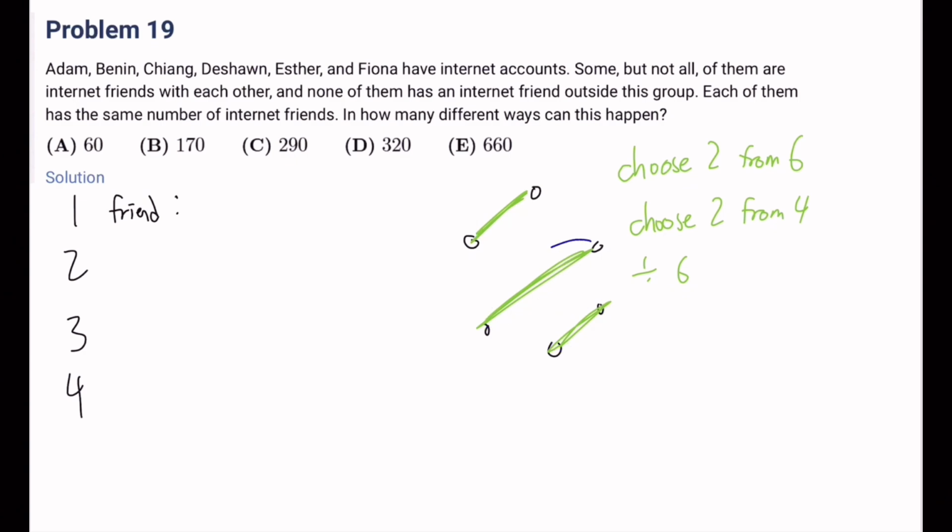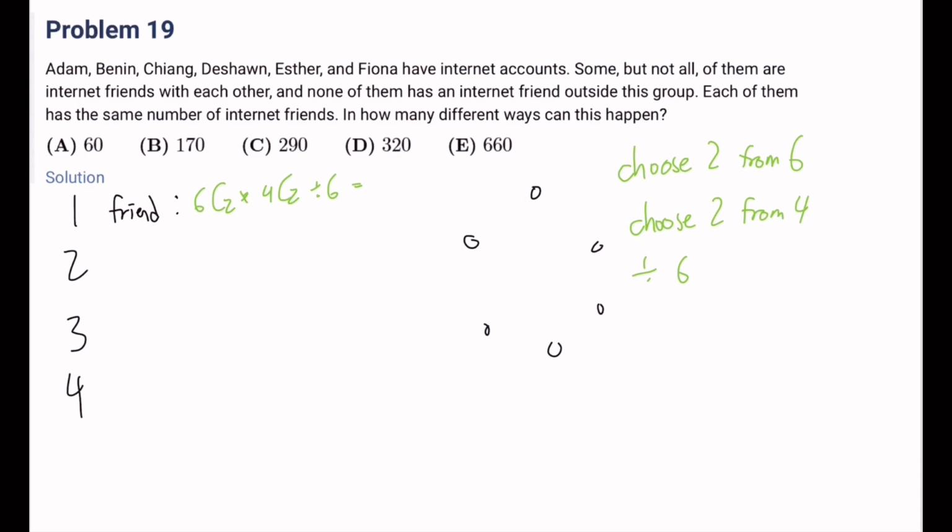Or we can choose like this first and then this, and it will be the same people, but in different order, so this counts it as different. That means we have to divide it by 3 factorial, 6. That's why we have to divide by 6. So this is going to be choose 2 from 6. So that's 6 choose 2 times choose 2 from 4. So that's 4 choose 2. And then divide by 6. So this is just going to be, these are going to cancel.